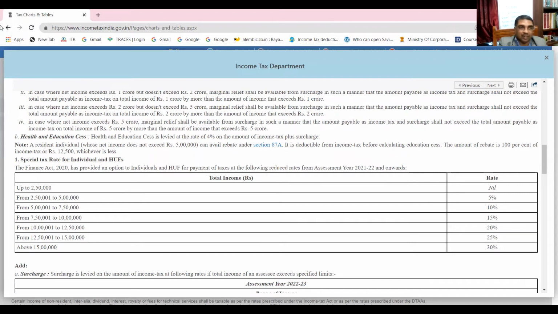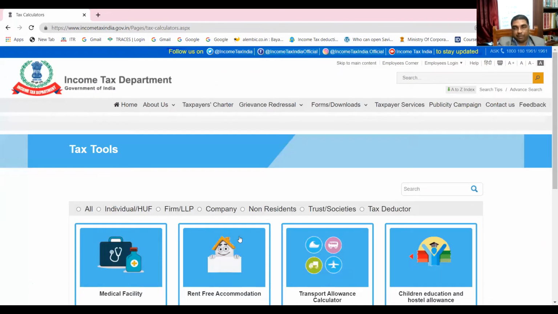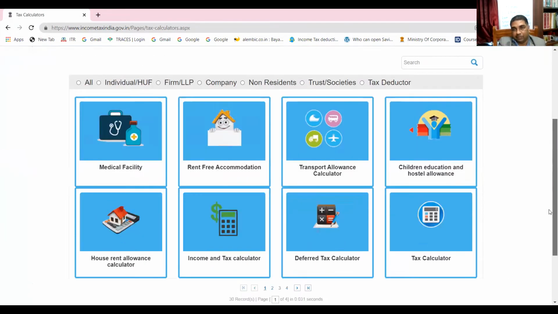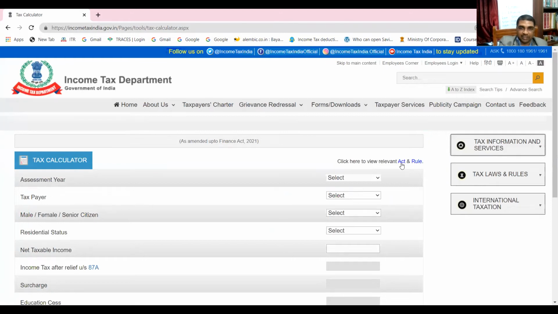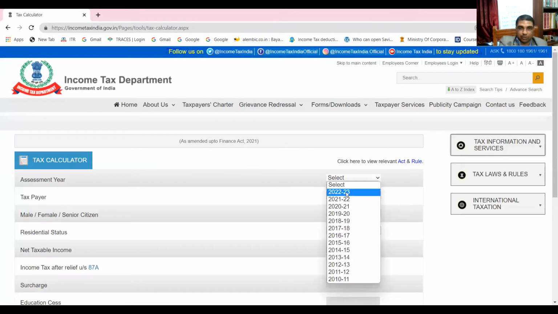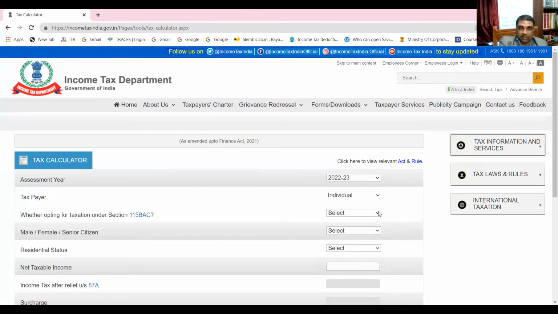Okay, friends. Now let me show you that concept. Let me once again take you to the tax calculators. Okay, here is my tax calculator. I told you about resident individuals. I am selecting assessment year 22-23. My taxpayer is an individual. He is not opting for the new scheme. Under the new scheme, this rebate is not allowed.